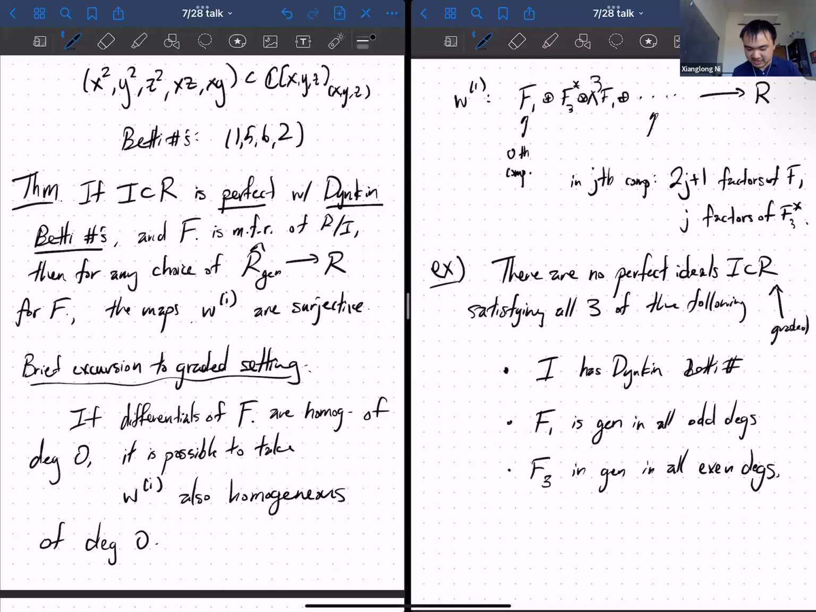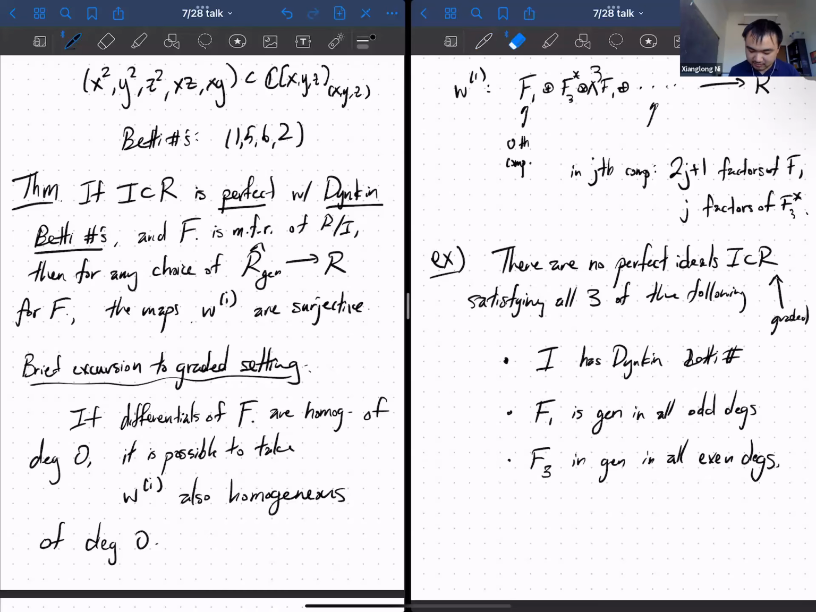I also want to point out that the Dynkin condition is necessary, because this is a valid Betti table. You can actually have a Betti table that looks like this: 2, 3, 0, 1, 2, 3, 1, 8, 9, 2. This Betti table has the property that F1 is generated in all odd degrees and F3 is generated in all even degrees, but 1892 is not a Dynkin format.